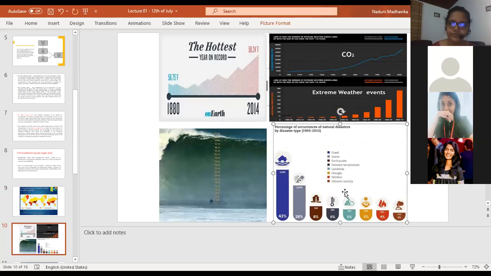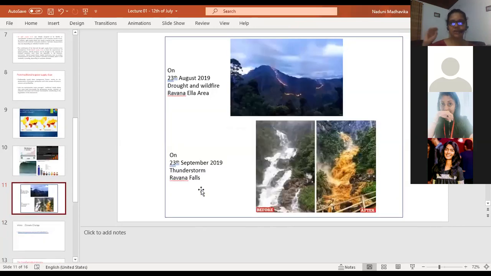Okay, so we'll move on. It's not only about the global aspect. It's not only about the world. Look at the Sri Lankan context. What has been happening in the past year? In 2019, you know that a lot of things had taken place in the Sri Lankan context. We know that there were drought and wildfire.